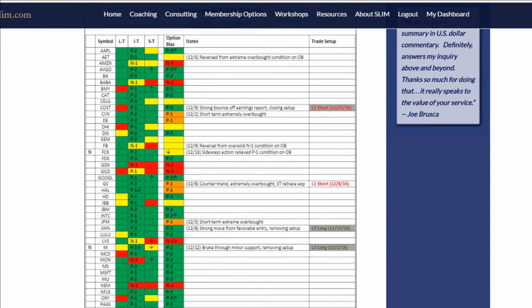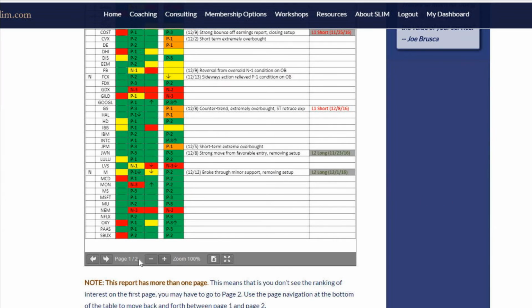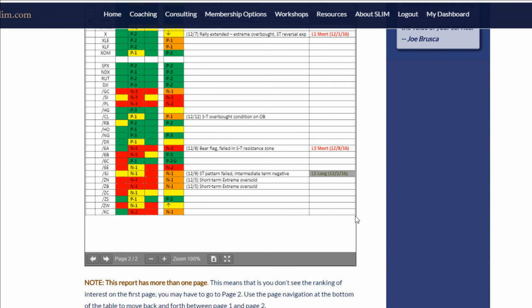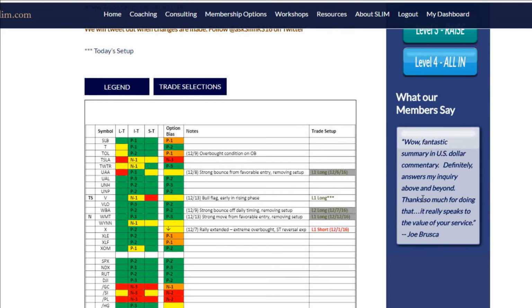Now you'll note that we talked about Walmart and said that we had a trade selection there the day before. If I go to Walmart right over here, you'll see that it is grayed out. And the reason for that is because it had a strong upside move already in one day and moved out of our favorable entry zone. So we take it out of there, and you know that when it's grayed out.